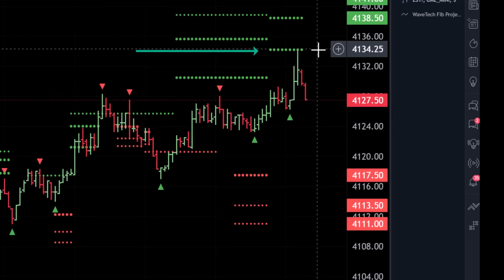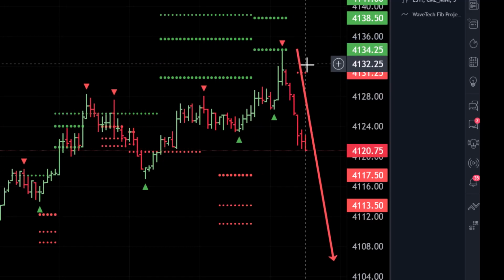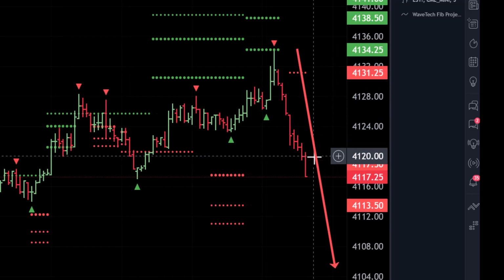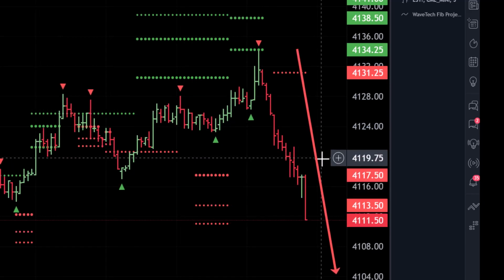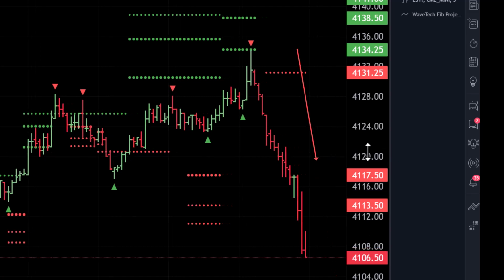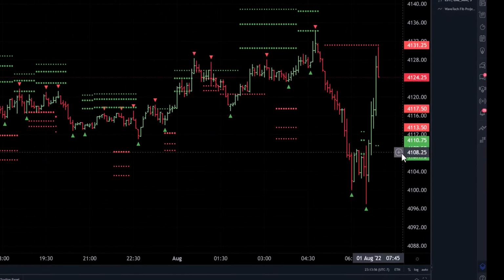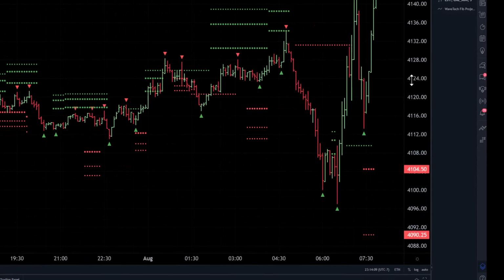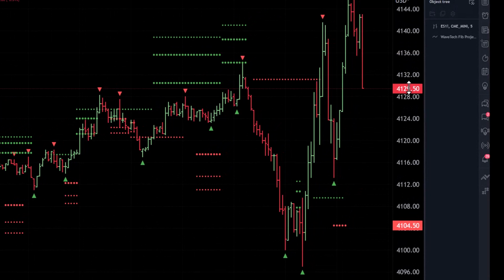We went right to Fibonacci projection 1. Perfect. Got a rejection from there, straight down off of that level. Now we're starting to get patterns set up again. We're getting quite a bit of volatility. All of a sudden, we're trading all the way up through the highs. This was the first hour of trading.